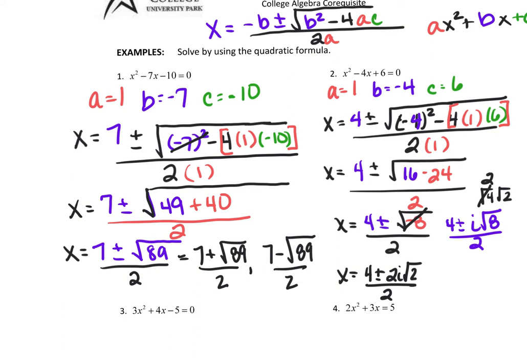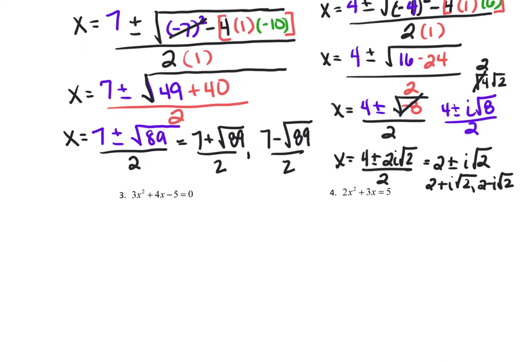And we can actually clean this up because now you have a 4 being divided by a 2, and you have a 2 being divided by a 2. You can't divide the number inside of here, but you can divide the number on the outside. So when we clean it up, we get 2 plus or minus 2 divided by 2 is 1, i square root of 2. And so you can write that as 2 plus i root 2 or 2 minus i root 2.